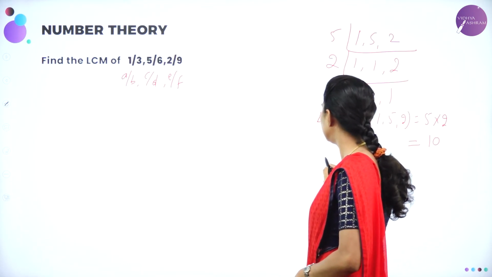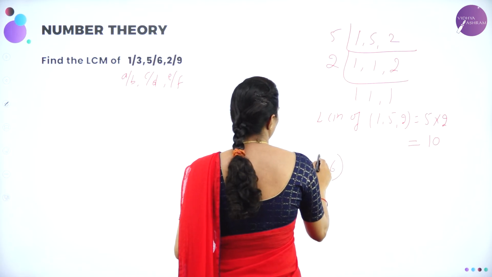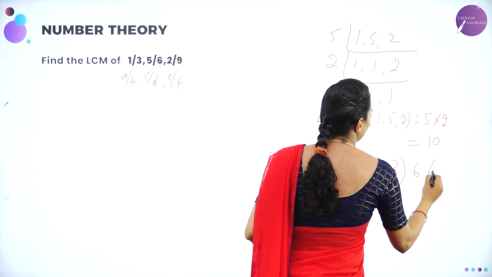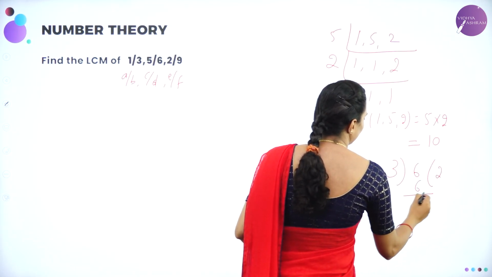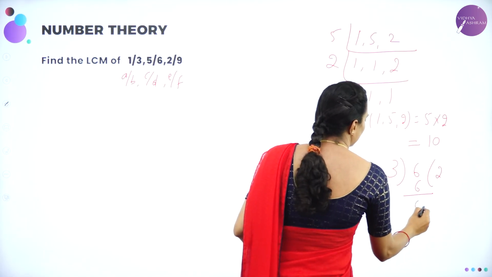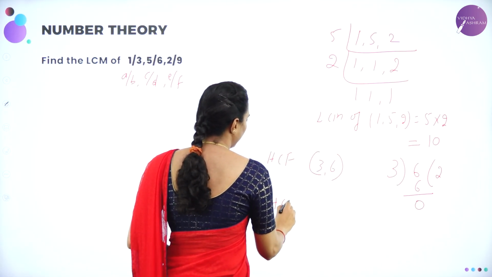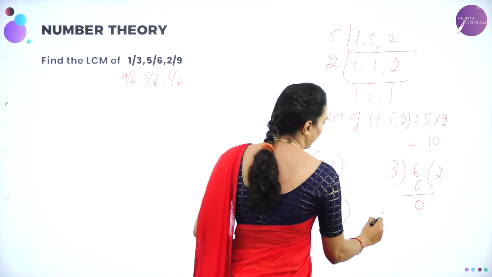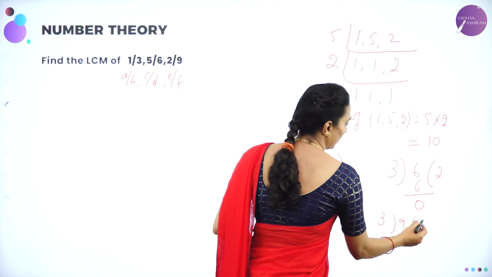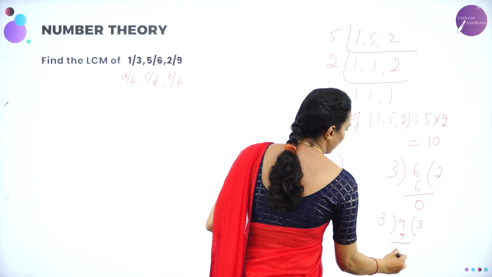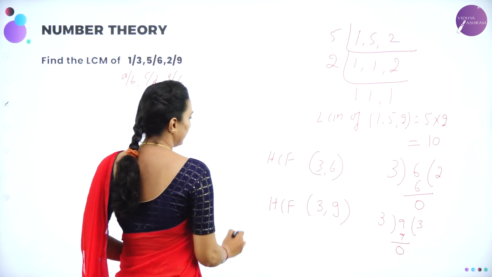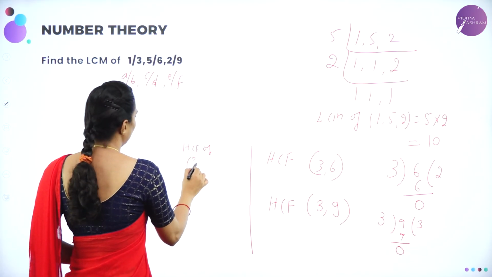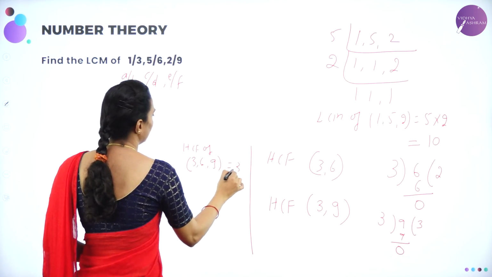So what you are going to have? HCF of 3 and 6. How to find it? You write 3 and 6 here. 3 twos are 6, so the remainder is 0, and the HCF of 3 and 6 is 3. Now the HCF of 3 and 9. So you have 3, 9. By Euclid's algorithm, 3 threes are 9. So therefore the HCF of 3, 6 and 9 is equal to 3.